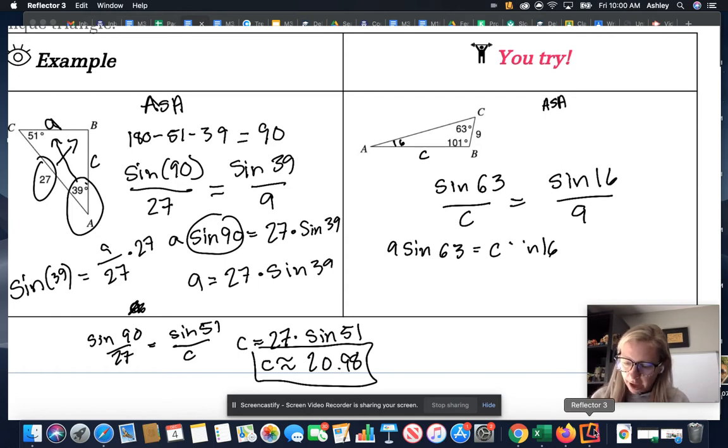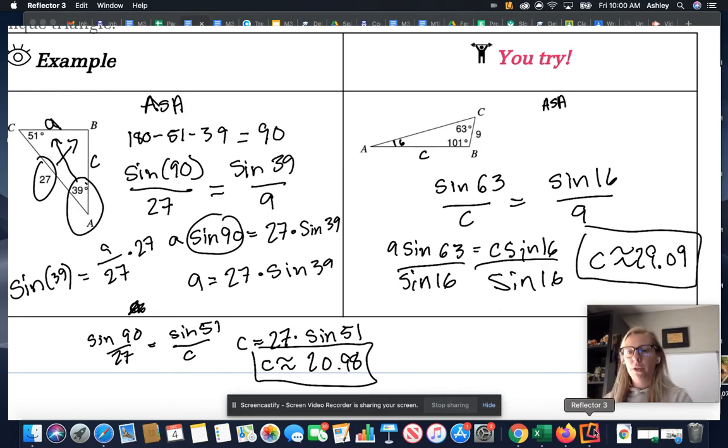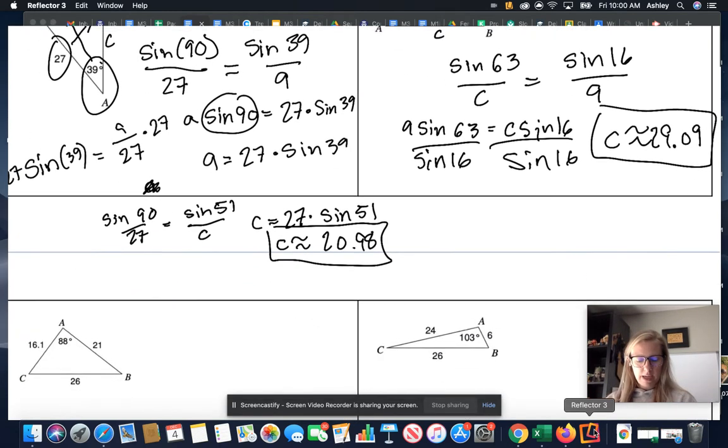We're going to divide that value by sine 16 to get that c all by itself. So divide by sine of 16. In your calculator, keeping that value, divide your answer by the sine of 16. And we get that our side C is about 29.09. Okay, go ahead and see if you can also solve for the other side by using this strategy.